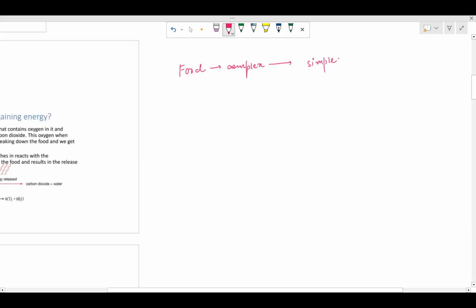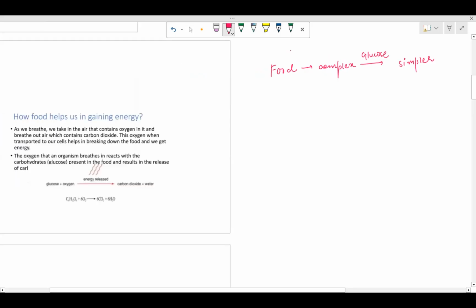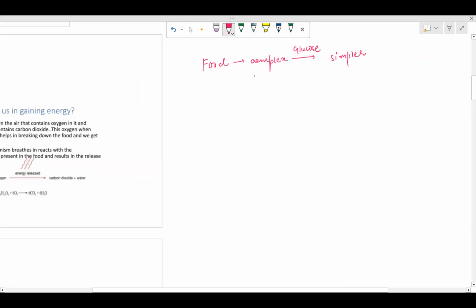Yes or no? Yes, ma'am. This food is in the form of glucose. Ultimately, glucose is the best source for energy. Yes or no? Do you people agree with this? Yes, ma'am. Okay, so you have taken the glucose from the food.